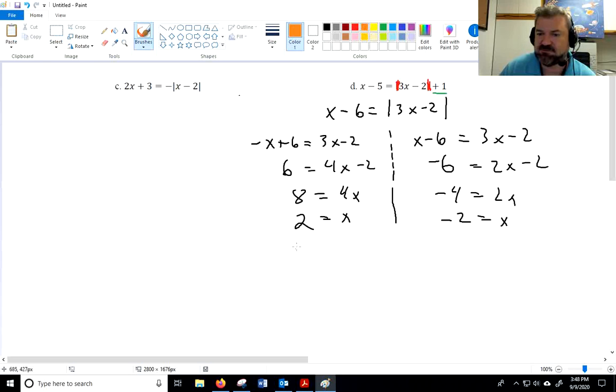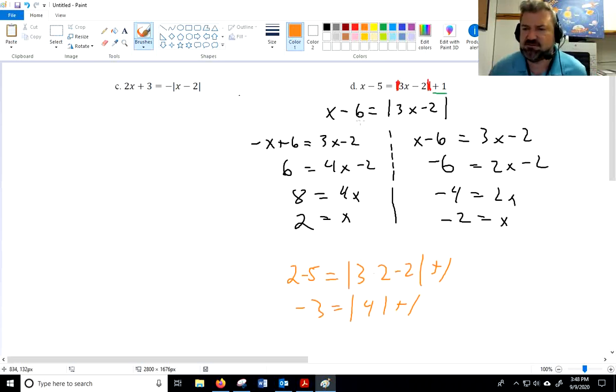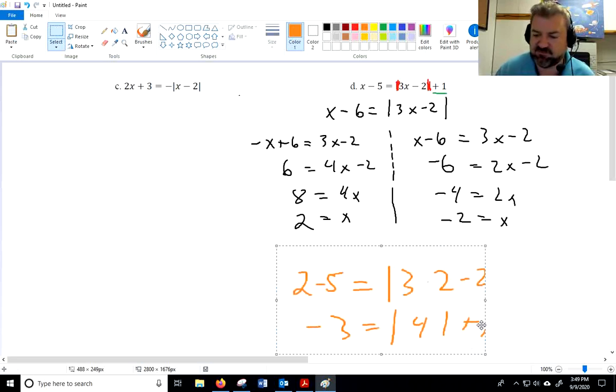I have x minus 5. That would be 2 minus 5. Does that equal the absolute value of 3 times 2 minus 2, plus 1? So that's a negative 3 equals the absolute value of 6 minus 2, which is 4, plus 1. The absolute value of 4 is 4. Oh, wait, that didn't work at all, did it? Yeah, because there's no way that's going to be negative. 2 minus 5 being negative 3 is not going to equal an absolute value plus 1, because that's always going to be positive. So that's not going to work. Negative 3 does not equal 5. Okay, so that solution was no good.